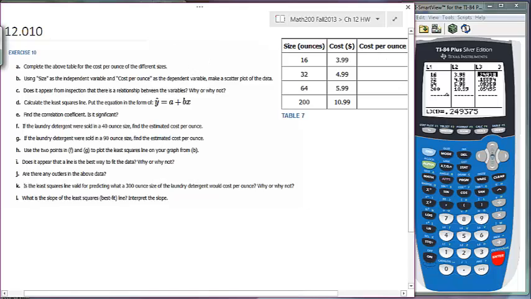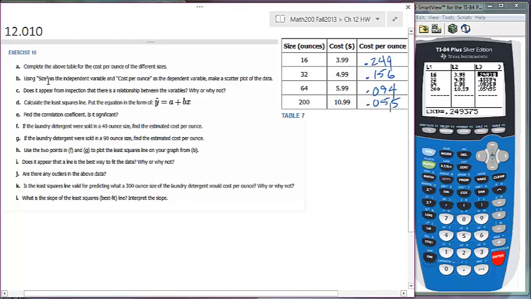So let's put in some values here. We got 0.249, 0.15659, 0.0935, and 0.0549. So these are the values that we're looking for.